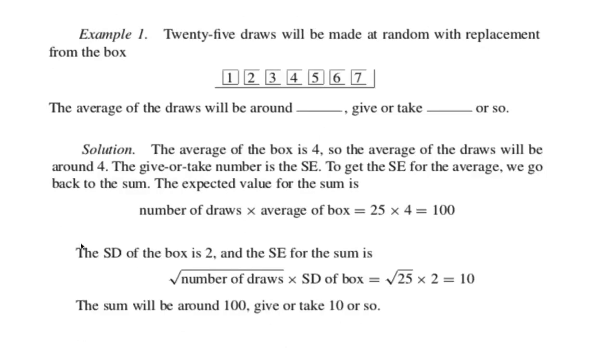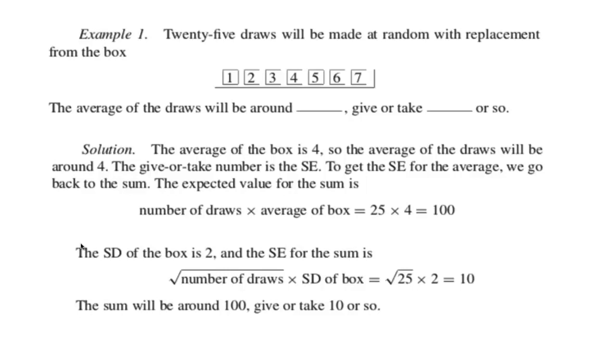Now to find the SE of this sum, we had to use the formula: the square root of the number of draws times the SD of the box. In this case, we can compute that the SD of the box is 2. Again, we talked about that previously. Using the formula, we find that the SE for this sum is 10. So if I pick 25 tickets from this box, I expect the sum to be 100, and I expect the error to be about 10 or so.